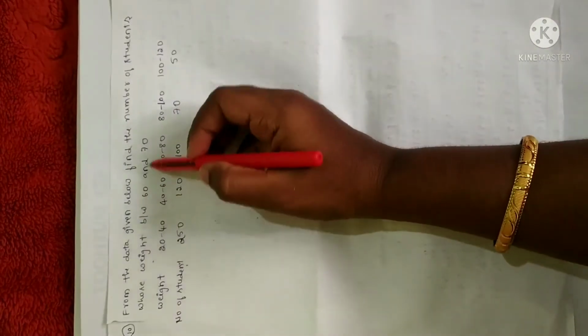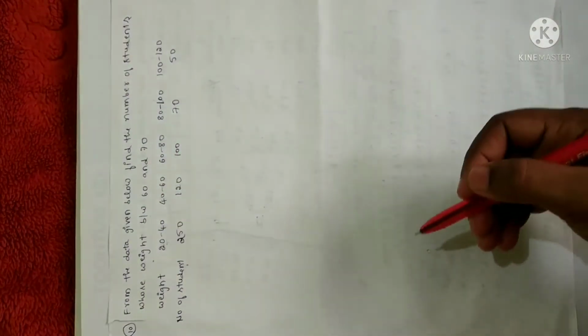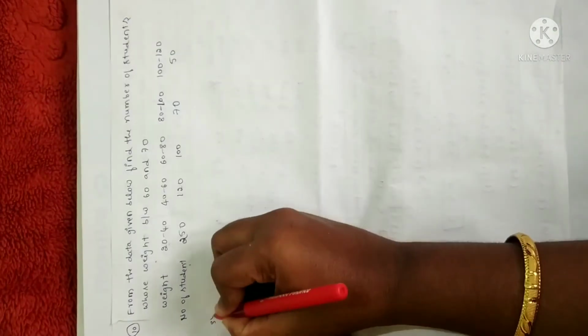Here is the next problem. From the data given below, find the number of students whose weight is between 60 and 70. It is similar to the previous one. Here weights are given in terms of class interval and the number of students is given. We need to find the number of students whose weight is in between 60 and 70. For that we have to construct a less than table, right? So let me do it here.